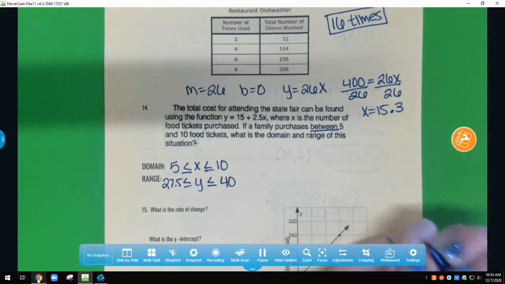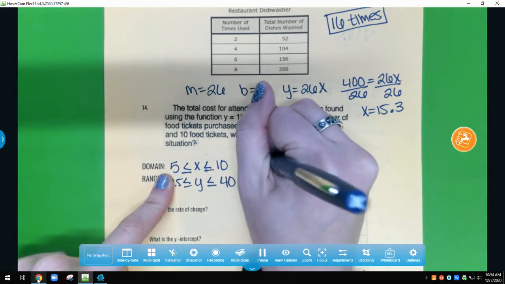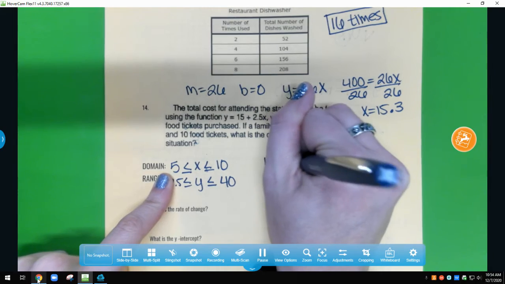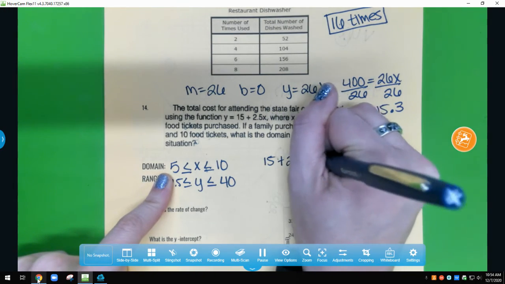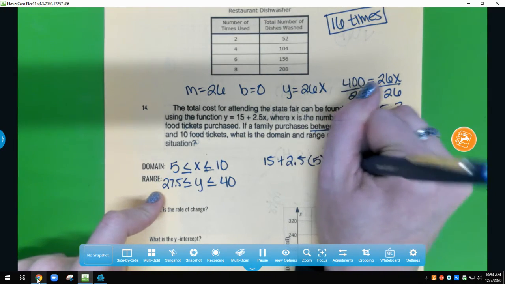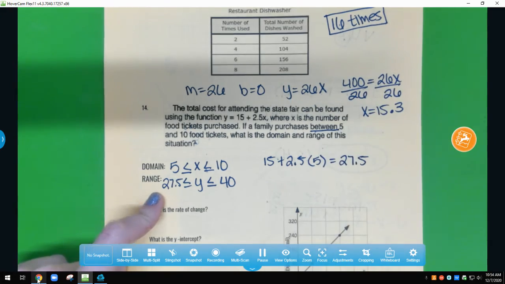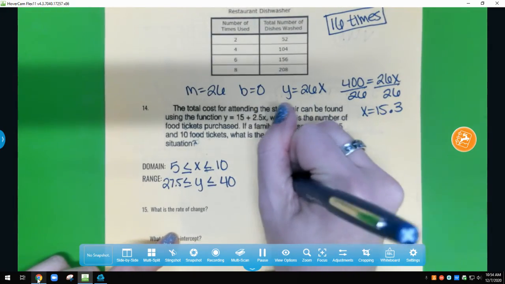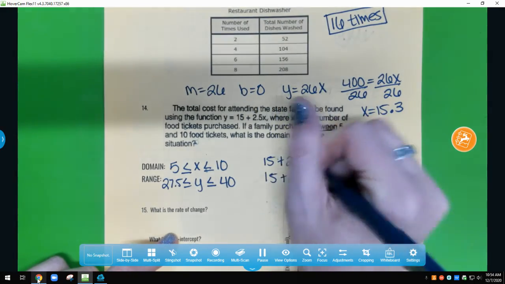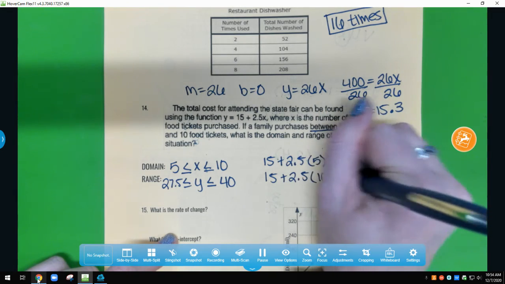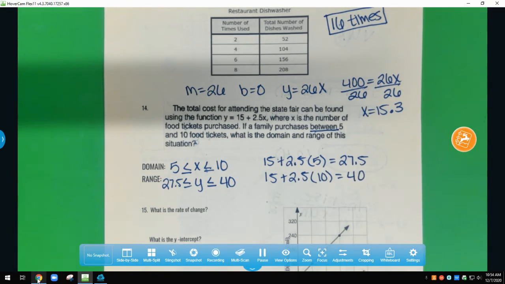Okay, another way to do it, you can just plug in the 5 and the 10. So 15 plus 2.5 times 5 is going to give you 27.5. 15 plus 2.5 times 10 is going to give you 40. Either of those works.